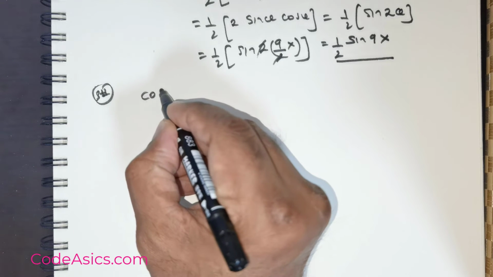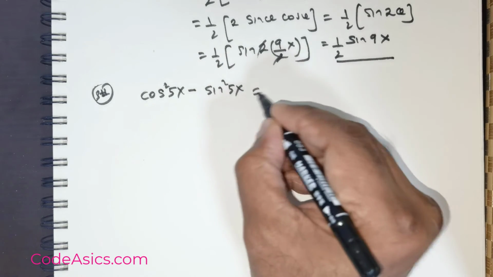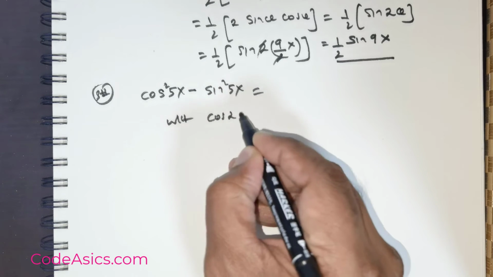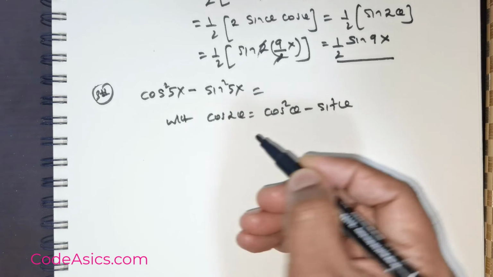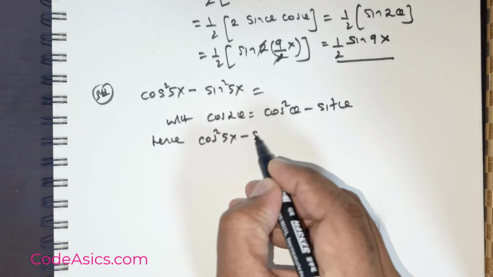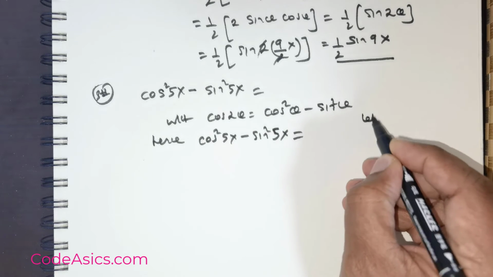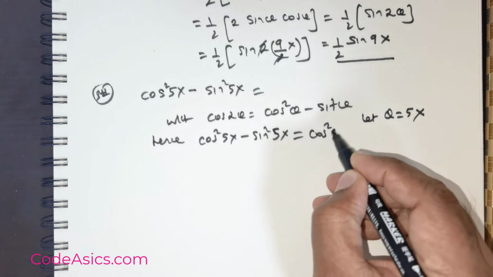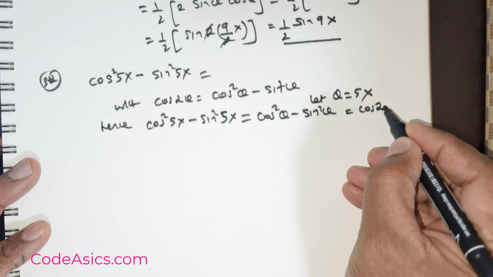We are given cos squared 5x negative sine squared 5x, and we are asked to express this as a single term. Now we know that cos 2 theta is equal to cos squared theta negative sine squared theta. So hence cos squared 5x negative sine squared 5x can be rewritten as, if I take theta to be equal to 5x, cos squared theta negative sine squared theta, which is going to be cos 2 theta.